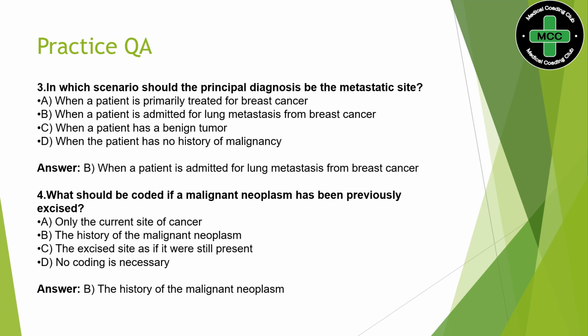Next, what should be coded if malignant neoplasm has been previously excised? Okay, so if it is already excised and completely cured, we have to code it as a history, the history of malignant neoplasm. So we should have the documentation where they specify that it has been completely cured or there is no evidence.